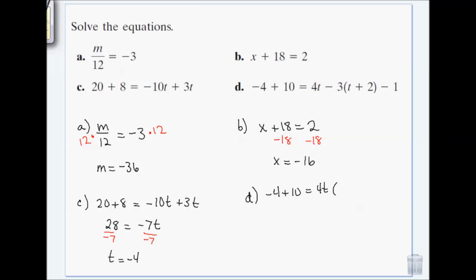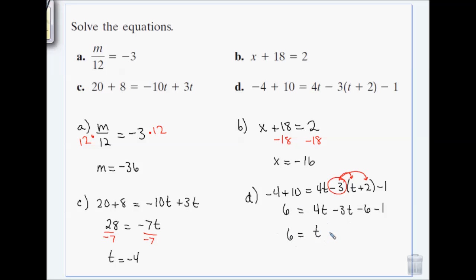Oops, wait, sorry. I'm putting parentheses in the wrong place. Okay, so the very first thing I need to do is distribute. And what am I multiplying by? -3. Don't forget that negative. If you want, you can do this at the same time. So I'm at -3t, -6, -1.